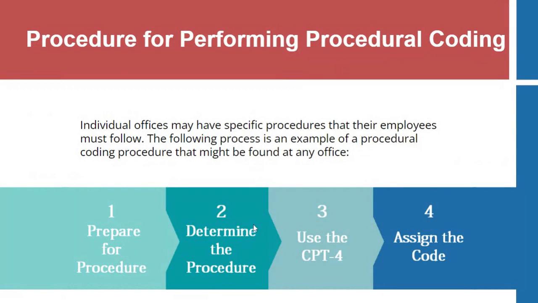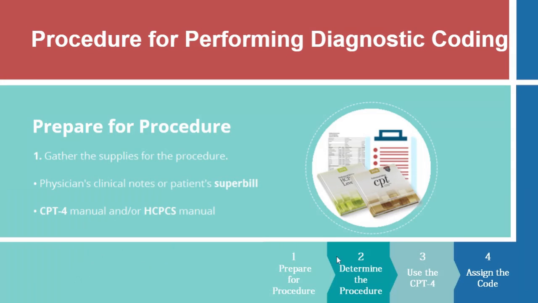And for the procedures for performing procedure coding, you just want to prepare and make sure you have your manual. Determine a procedure, use your CPT-4 to find it. What they're saying here when they tell us to prepare is to gather the supplies, like your encounter form. And the great thing is that depending on where you work, you probably won't ever even have to use your manuals because your provider is always going to code it. But let's just say you work in an office where your provider leaves that up to you.